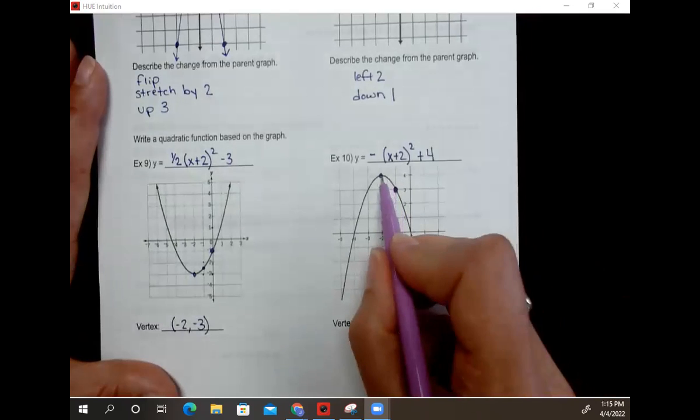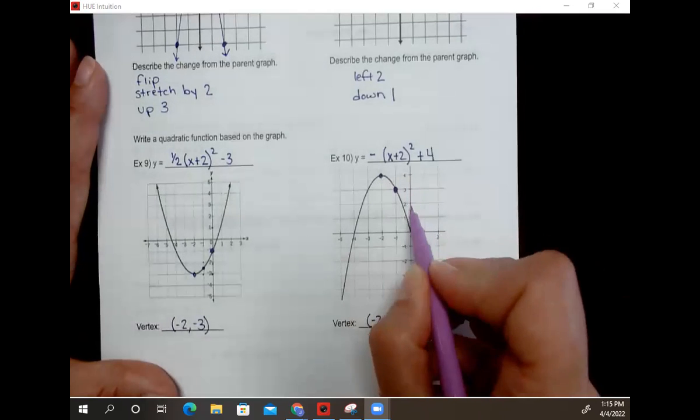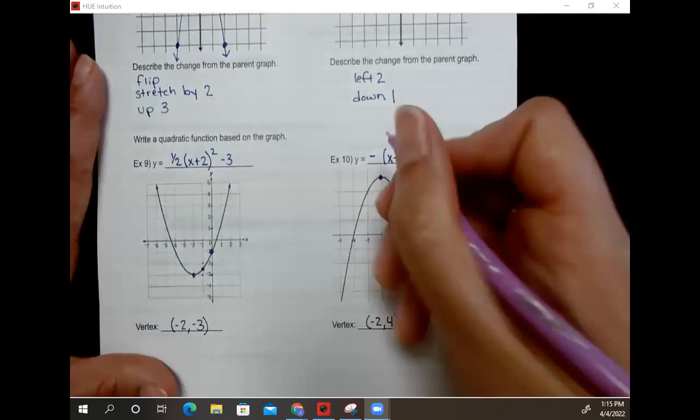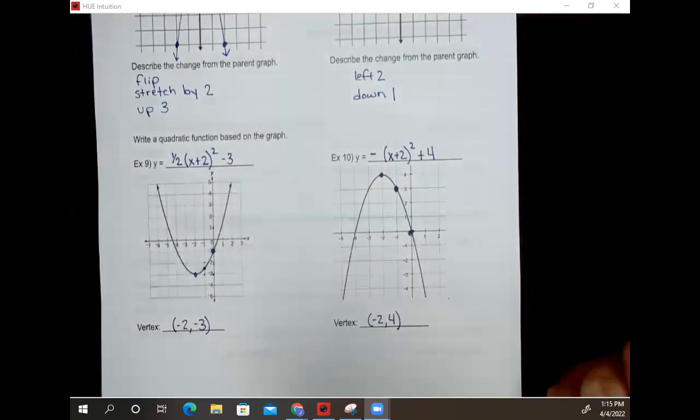Let me check one more just to be sure. Out 2, down 1, 2, 3, 4 also lands me on the graph. So this would just be negative, or -1, in front there. I don't need to stretch or compress at all. It would be negative x plus 2 squared plus 4. Questions for me on our graphs?